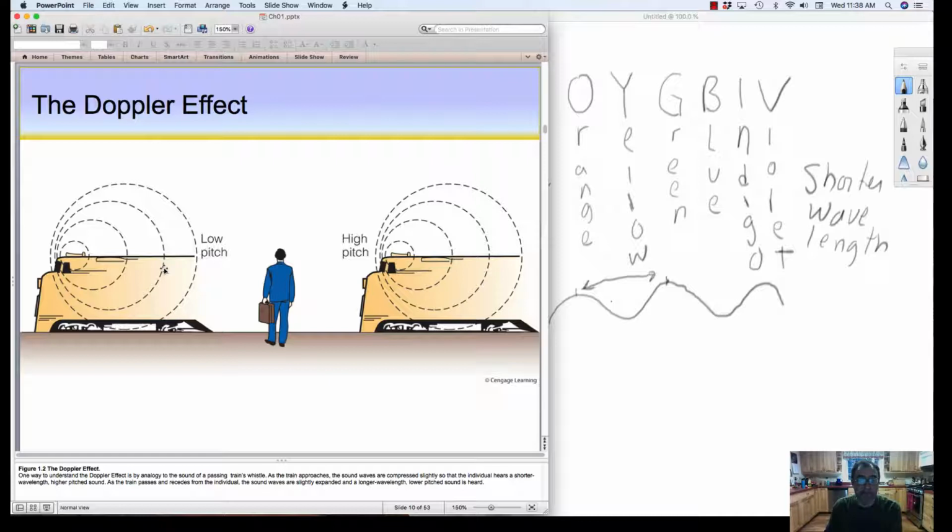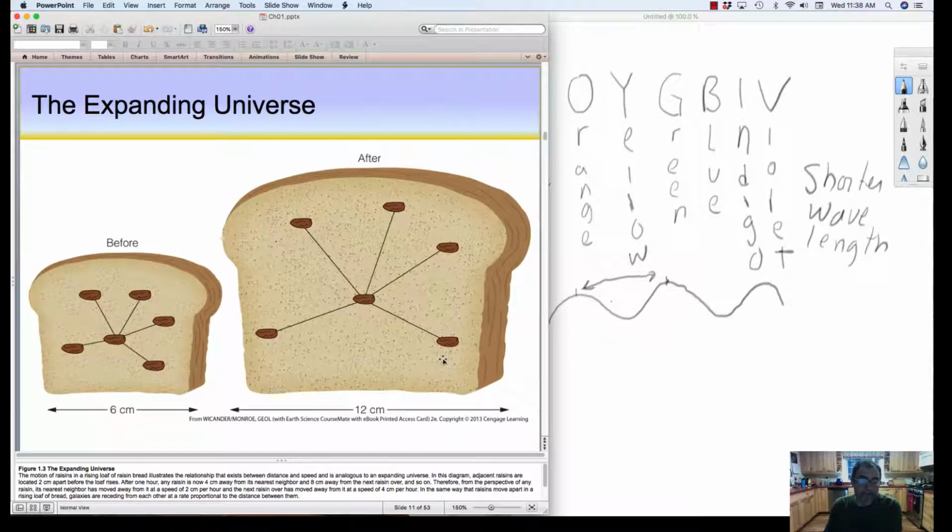So because we see the longer wavelengths, we know that these stars, these galaxies, are moving away. So that's the criteria for the redshift and the expanding universe. And so physicists try to explain this in simpler terms.